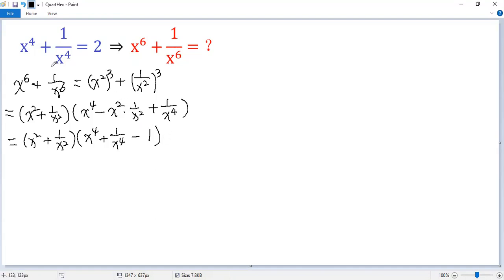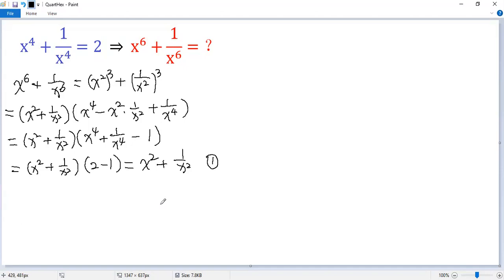By the given condition, we know this part equals 2. So we get x squared plus 1 over x squared, and then times 2 minus 1. So we get x squared plus 1 over x squared times 1. Just that. We denote it as 1.